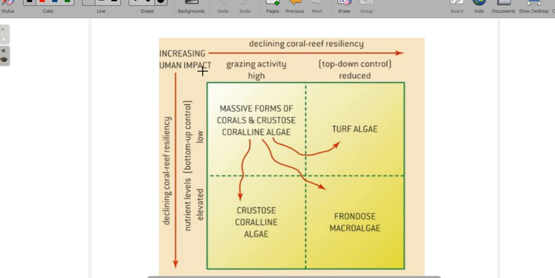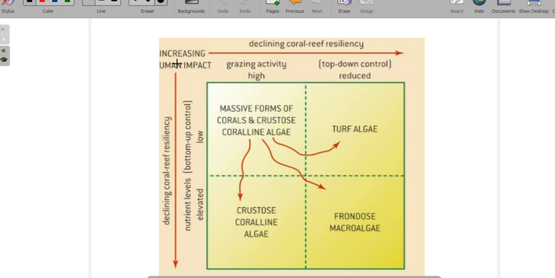Now you can see here what happens with fishing or increasing human impact. So fishing is going up, increasing. We've got a decrease in the number of parrotfish. And so what happens is we get more turf algae. So we've got more algae that are growing on top of the coral reefs, which are going to be blocking out the sunlight for our zooxanthellae.